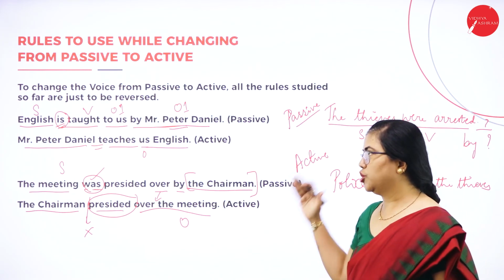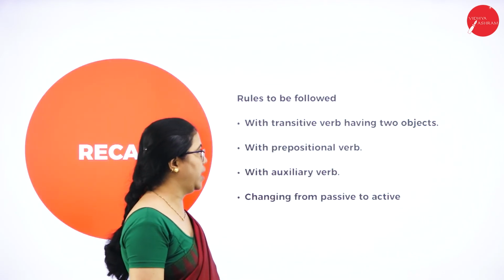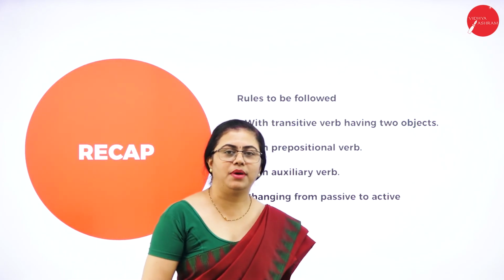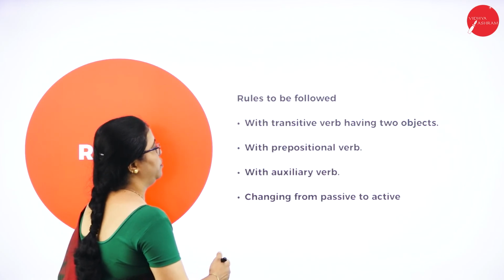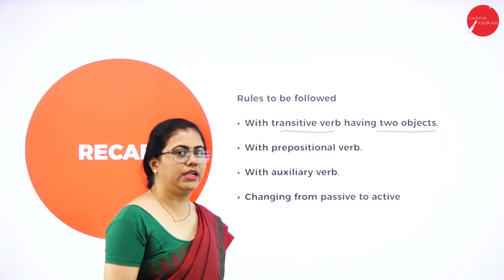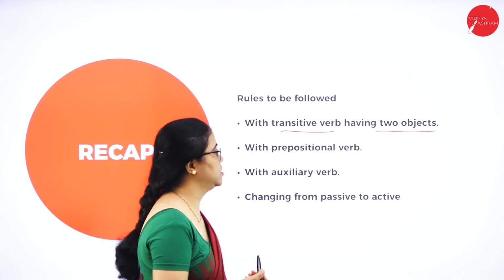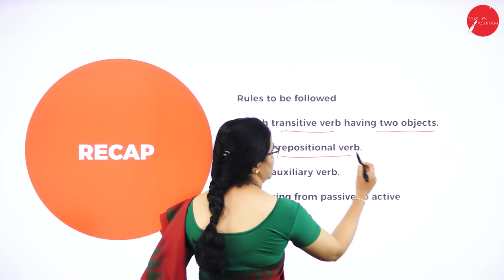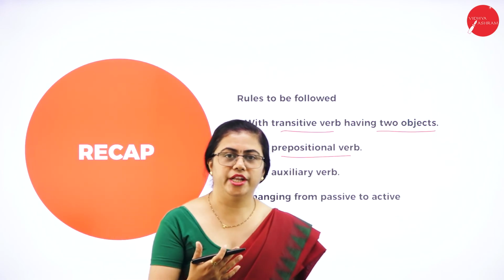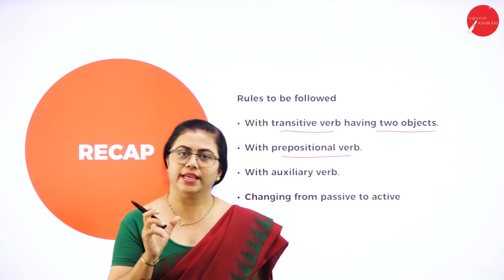As of now, just go through all the rules and try changing from active to passive voice and passive to active. So what are the things we learned today? We learned about the rules to be followed with transitive verbs having two objects, and how to change from active to passive those sentences wherein there are two objects. We also learnt about sentences which had prepositional verbs, like "laughed at" and "broken into". A prepositional verb has to be treated as one single entity.